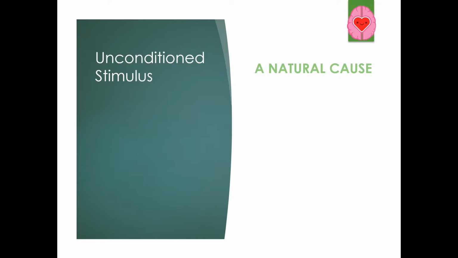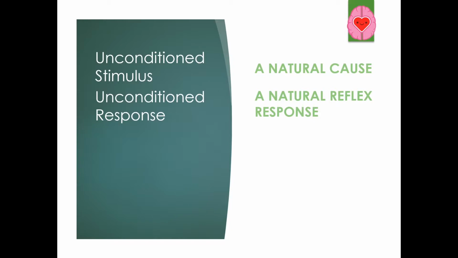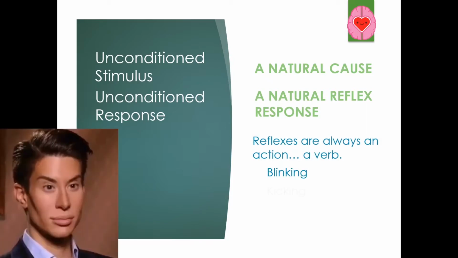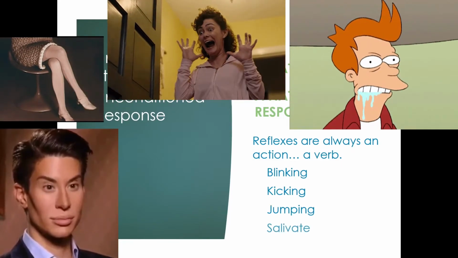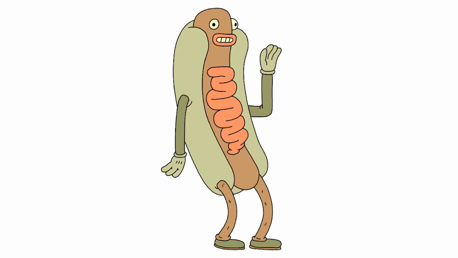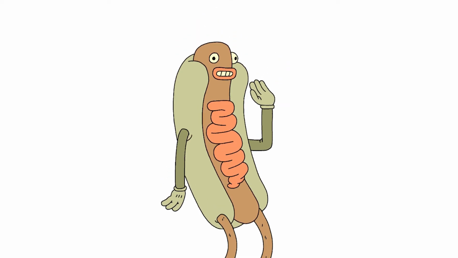So now we go back to our terms, and we have unconditioned stimulus. Now that we know that unconditioned means natural and stimulus means cause, put them together, and you have a natural cause for something. For instance, in Pavlov's example, you're going to learn that the natural cause is going to be food. If you give some dogs some food, they're going to have an unconditioned response. What is an unconditioned response? Well, that's going to be a natural reflex response. Now keep in mind, natural reflexes are always going to be a verb, an action, something that's happening. There's some great examples. There's blinking, there's kicking, there's jumping, there's salivating, like in Pavlov's example. There's even arousal. I don't necessarily mean sexual, but it can be sexual. Creep down. Let's move on.